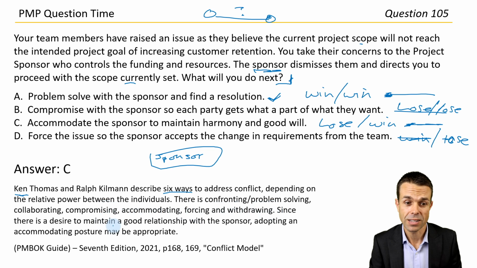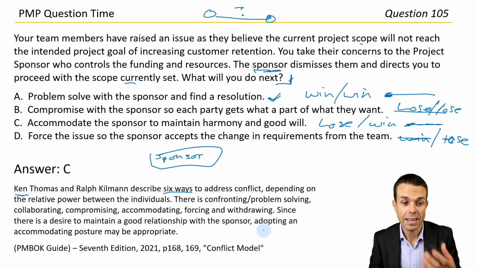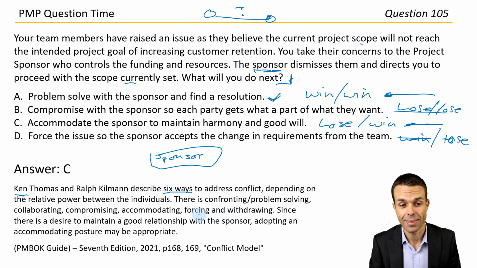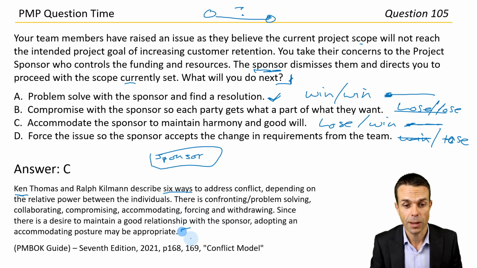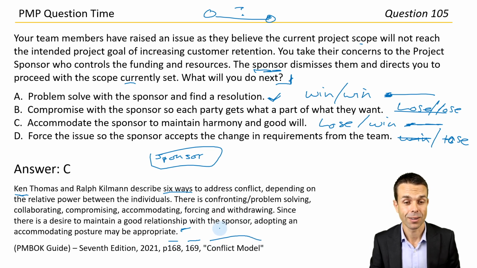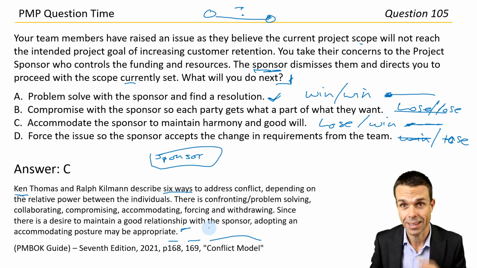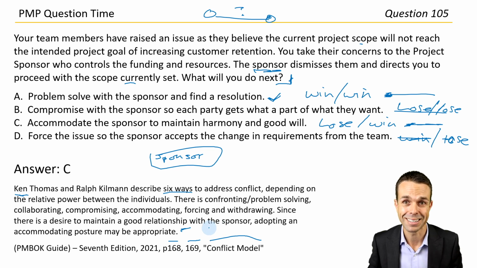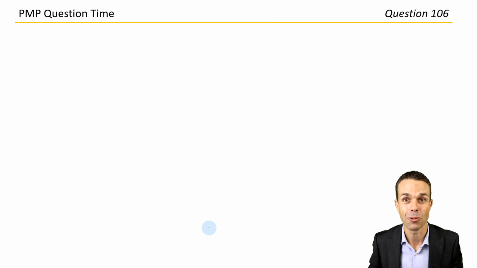Since there is a desire to maintain a good relationship with the sponsor, adopting an accommodating posture might be appropriate. That actually does make sense. So page 168 and 169 under the conflict model in the PMBOK guide. Okay, well, I think I got lucky there, but how did you guys go? And I certainly learned something at the end of that as well, which is definitely the main thing. That's really, really good. All right, we're halfway through now, so you're doing great.